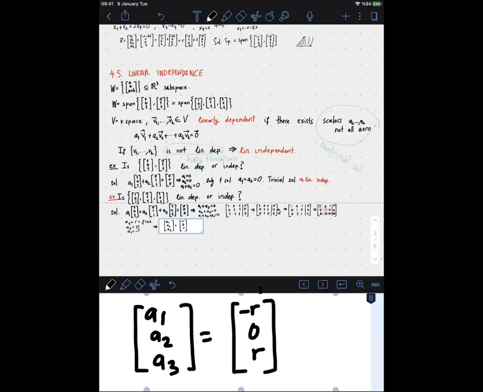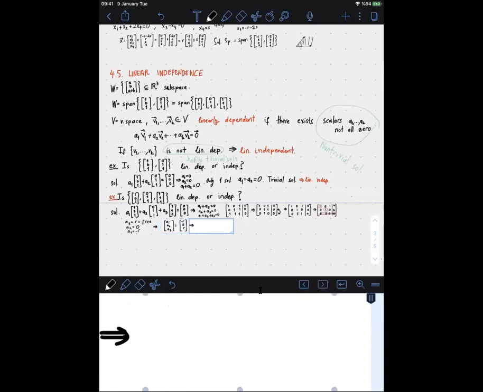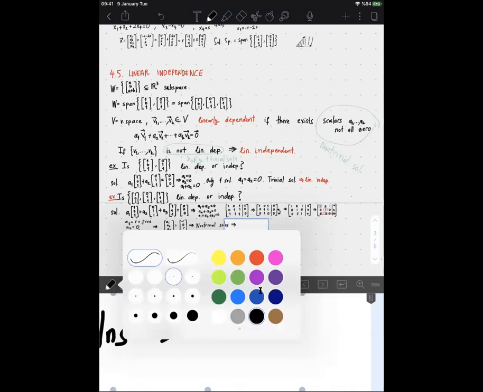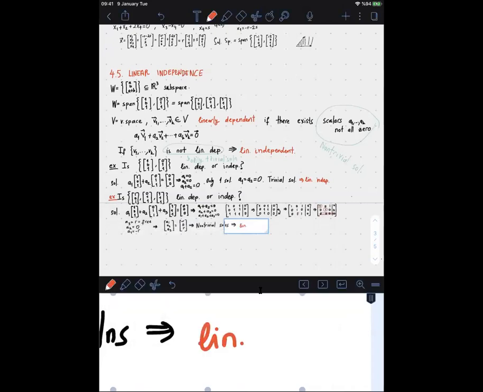For this one, I can put, for example, r equals 1. I can choose a1 as minus 1 and a3 as plus 1. Okay, so this is a non-trivial solution. Non-trivial solutions, maybe, plural, which means the given set of vectors is linearly dependent.